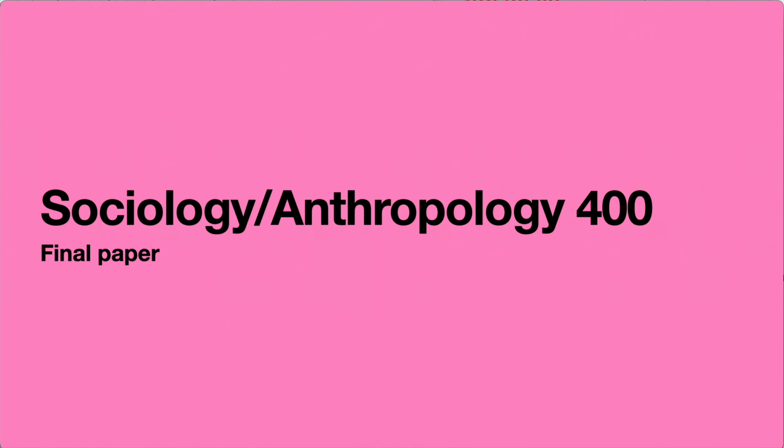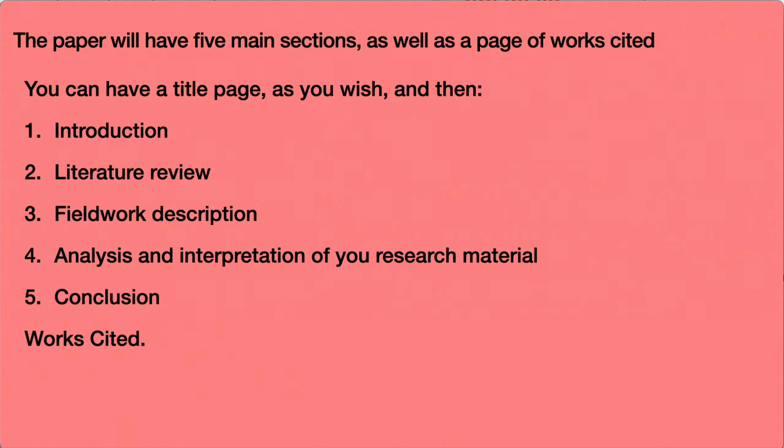All right, so I'm just going to walk through what the final paper should look like. You're going to have 5 main sections. In addition, you can have a title page. I think you should. This is a big project. It's worth having a title page. I think it deserves that. But that's up to you. If you don't want to have a title page, don't. But please do number your pages. And of course, it should have a page of works cited right at the end of the paper.